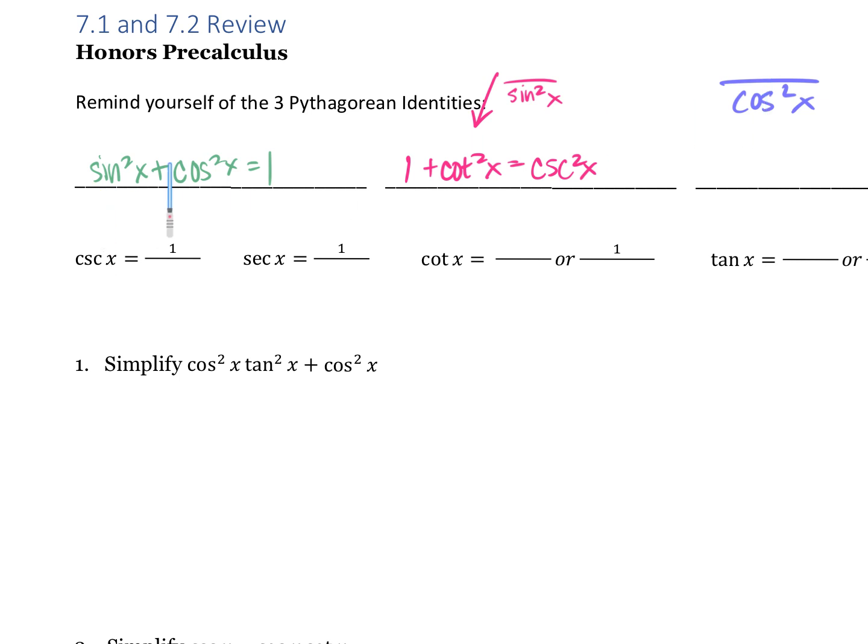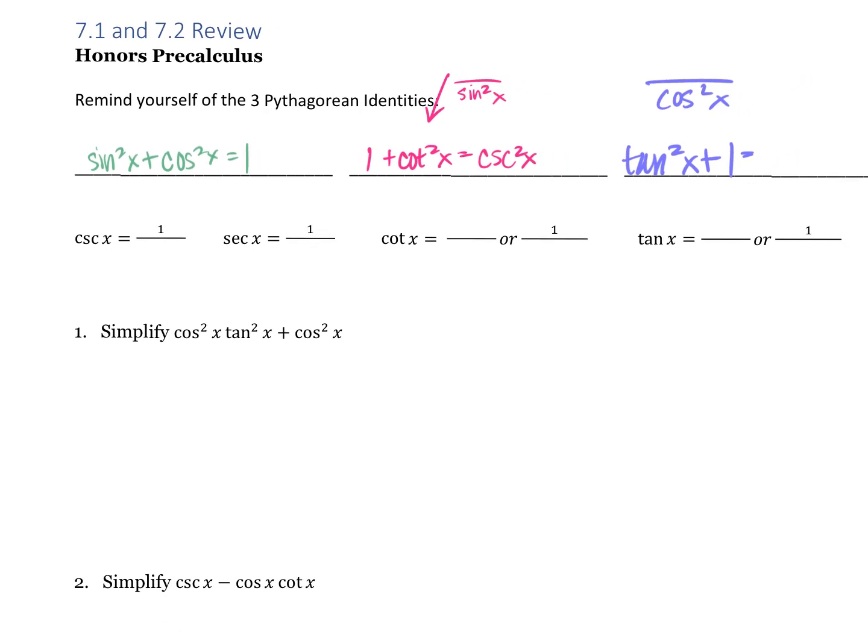Okay, dividing through by cosine squared right here would get me that tangent squared. Cosine squared over cosine squared is 1. And 1 over cosine squared is secant squared.